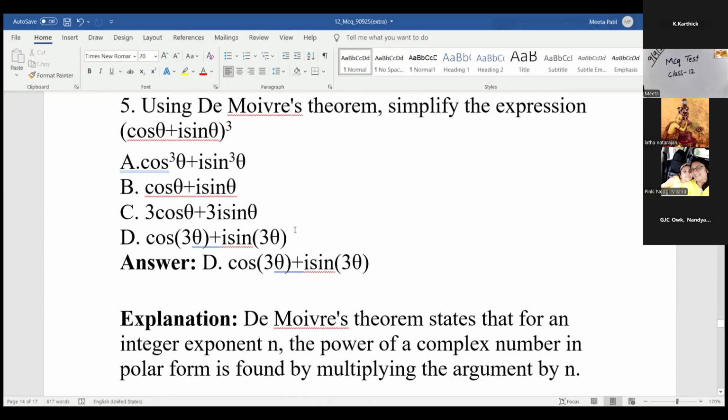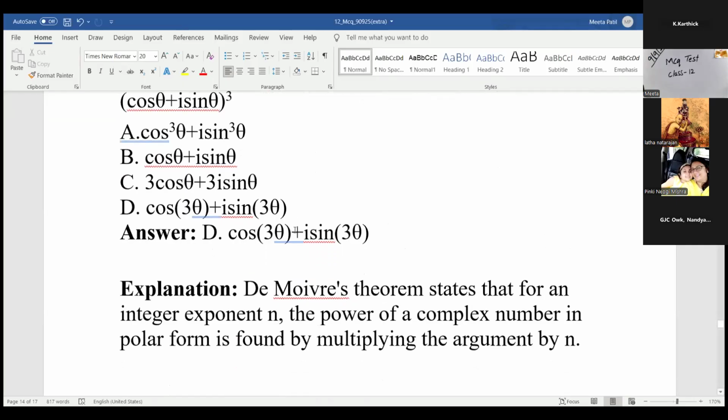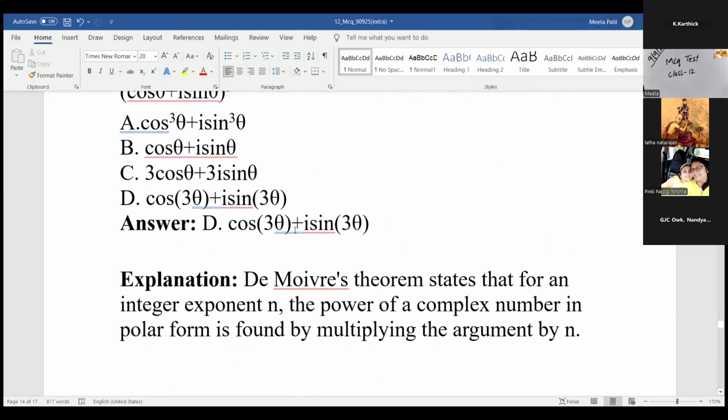And the next question, that is the fifth question: using De Moivre's theorem, simplify the expansion of (cos theta + i sin theta) power 3. So if you open that, how are we going to write that? Multiplying the argument by n. In general, you are going to get that as n theta. So in place of n we are having the 3 over there. So for this one, option D is the correct answer. The answer is cos 3 theta plus i sin 3 theta.